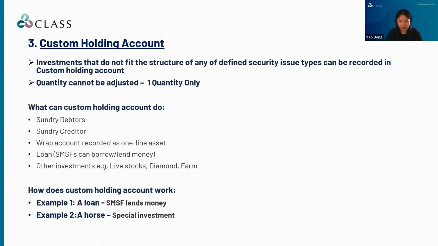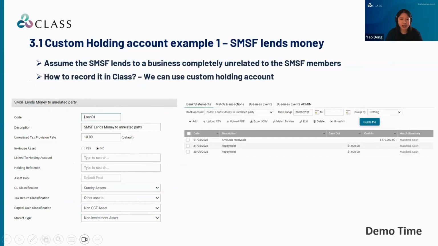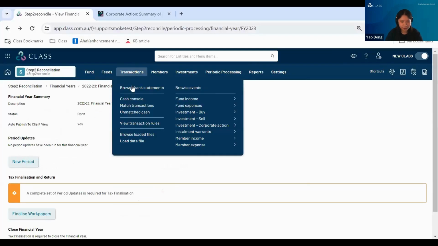In the first example, I will demonstrate how to reconcile a loan if a SMSF lends money to a non-related party. Secondly, I will show you how to use custom holding account to manage special investments, such as a horse. Assuming the SMSF lends money to the non-related party, we can use custom holding account to record this transaction. Let me quickly show you in the fund.